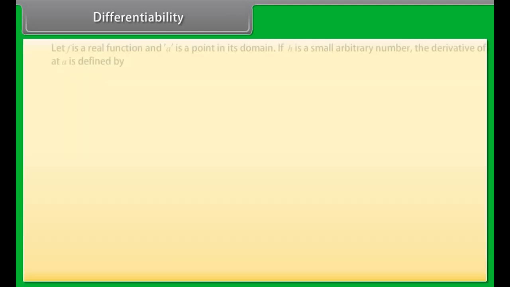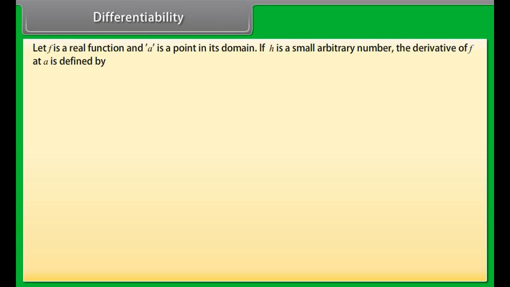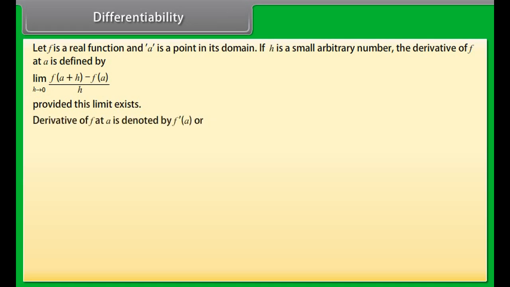Differentiability. Let f be a real function and a be a point in its domain. If h is a small arbitrary number, the derivative of f at a is defined by limit h approaches 0 of (f of a plus h minus f of a) divided by h, provided this limit exists. Derivative of f at a is denoted by f dash a or d by dx of f of x at x is equal to a.